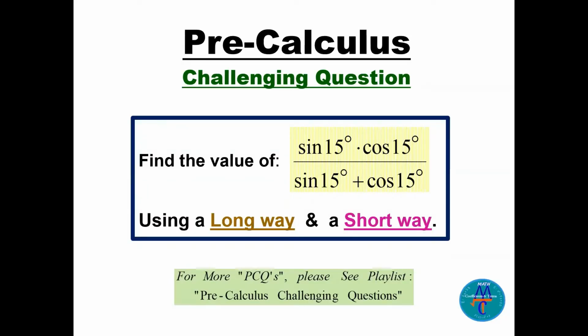This is another pre-calculus challenging question. Find the value of sine 15 degrees times cosine 15 degrees divided by sine 15 degrees plus cosine 15 degrees. And let's use here two ways, one long way but easy, and another short way but interesting.